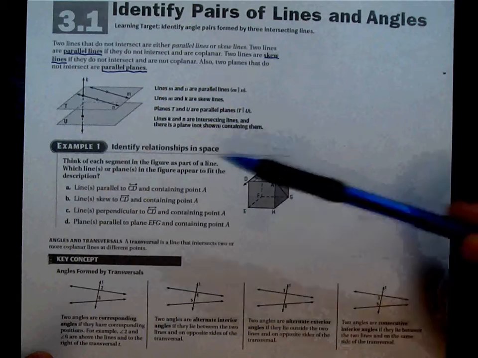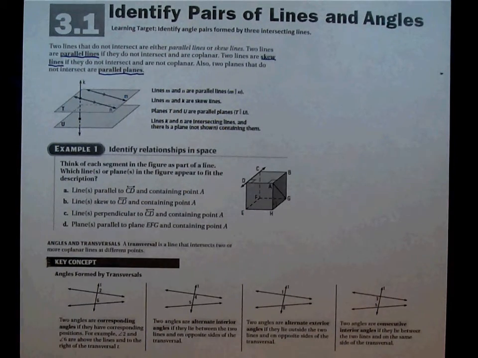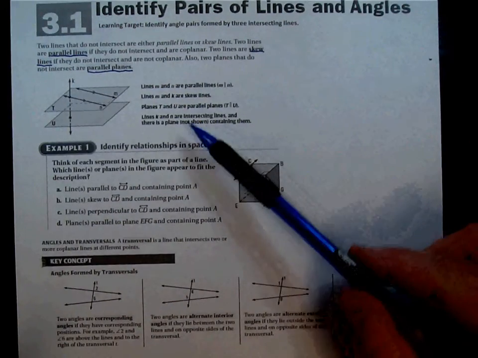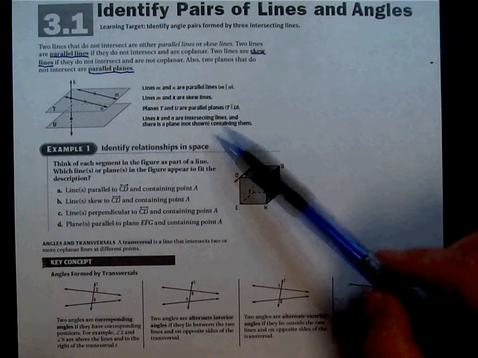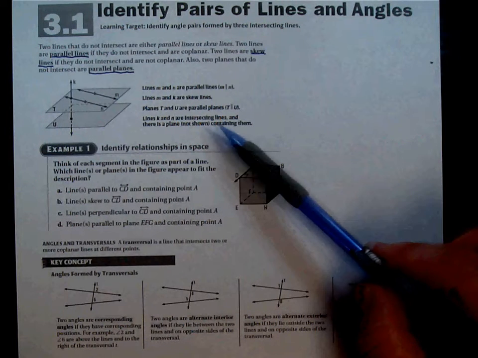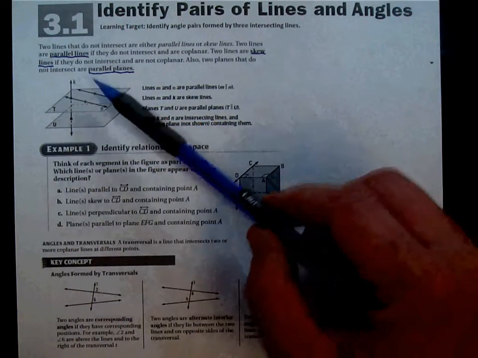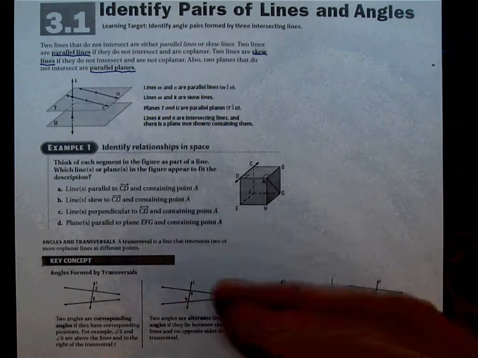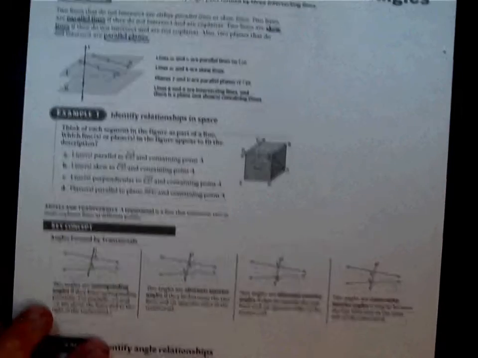Line M and N are parallel. And then it says lines K and N. K is the one going vertical, and then we've got N here. They are intersecting lines. And there is a plane that's not shown that contains them. So you could draw a plane here that hits both of those lines at the same time. It goes at an angle, but it is possible to do that. Okay, so let's take a look at this picture here now.